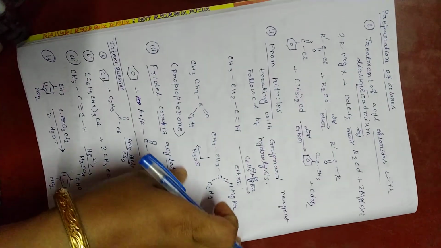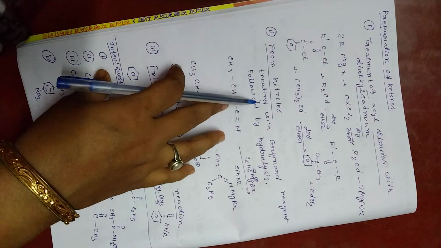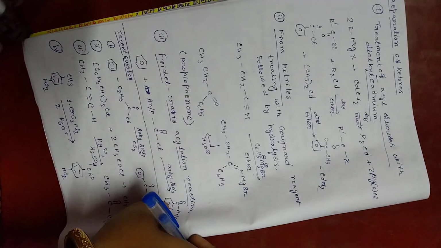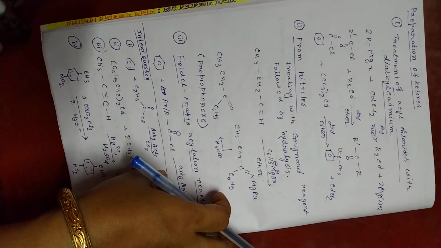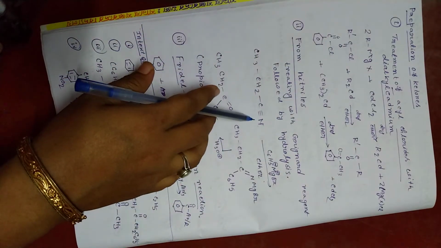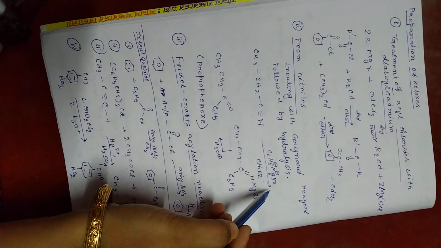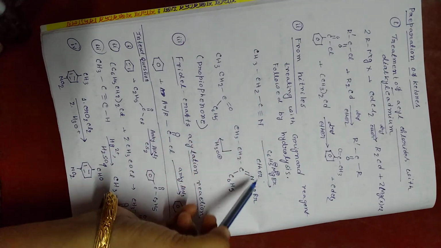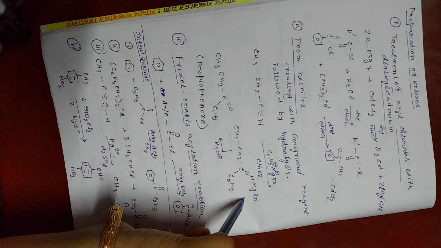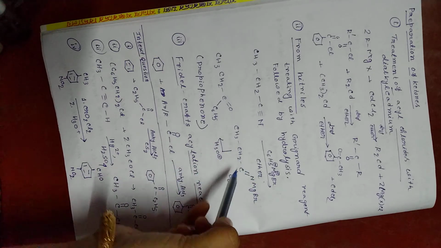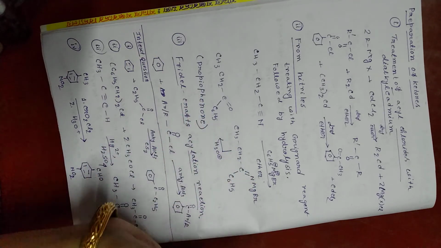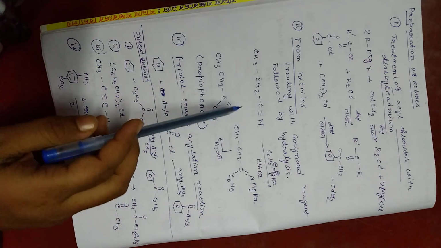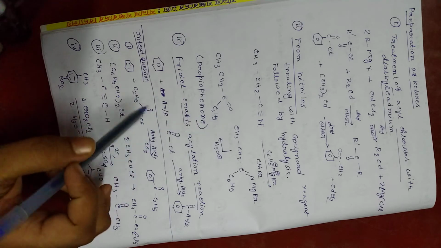Next, from nitriles. From nitriles, treating with Grignard reagent followed by hydrolysis. Here we use Grignard reagent, then we do hydrolysis. We take this type of nitrile and one Grignard reagent. This Grignard reagent attacks here and we get this type of intermediate, and after hydrolysis we get one ketone. So here we get propiophenone.